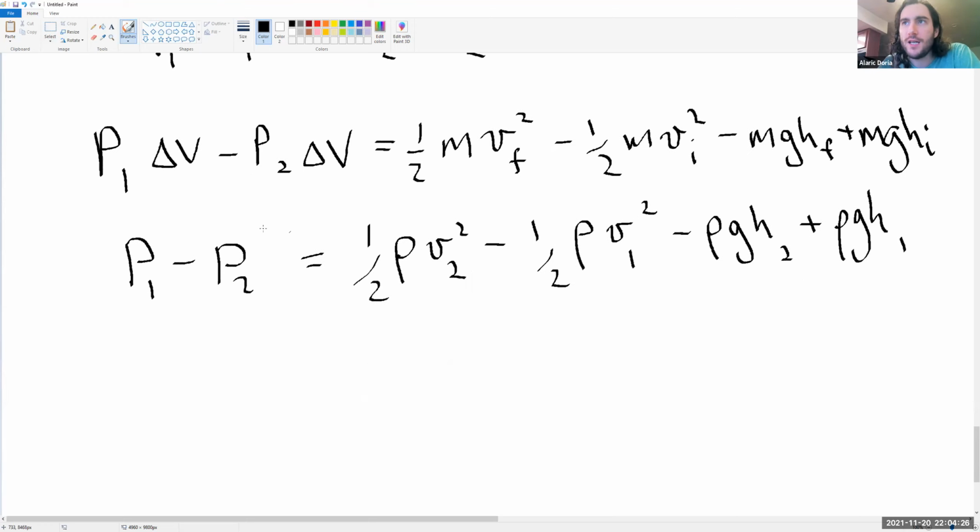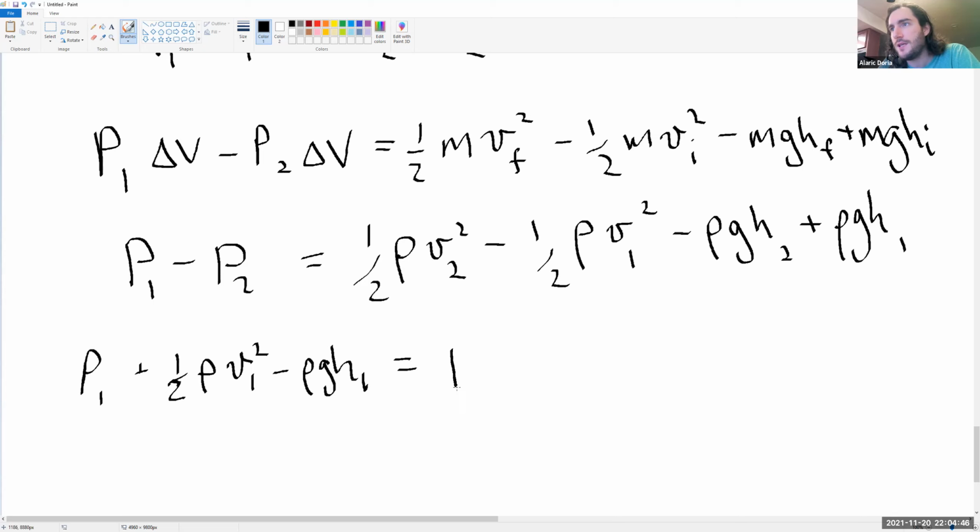because if we group all of the initial terms, every term with a one, on one side of the equation, 1/2 rho V1 squared minus rho gh1, this has to be equal to P2. Now, grouping all the two terms on the other side, plus 1/2 rho V2 squared minus rho gh2. You can see that everything on the left-hand side looks exactly like everything on the right-hand side, except you have to replace the subscript 1 with the subscript 2.